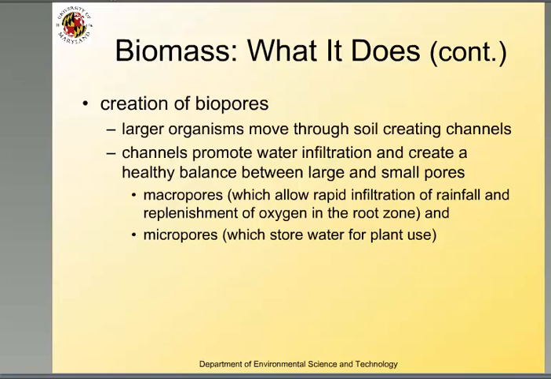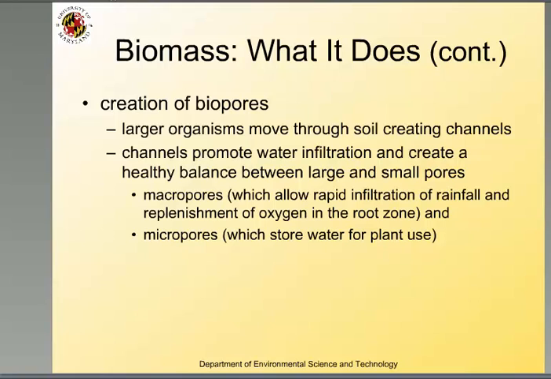Another very important thing biomass does, and this is particularly true of the bigger organisms, is create biopores. These bigger creatures move through soil, they move stuff apart. In the case of worms, they actually eat their way through it. They create channels or pores in the soil. We call those biopores. A lot of the pores in soil are actually biopores. And these channels promote water infiltration, and they also create a healthy balance between large pores and small pores. Now that's important because it's those large pores, which we call macropores, which allow the rapid infiltration of rainfall as opposed to running off, and which allow the replenishment of oxygen in the root zone.